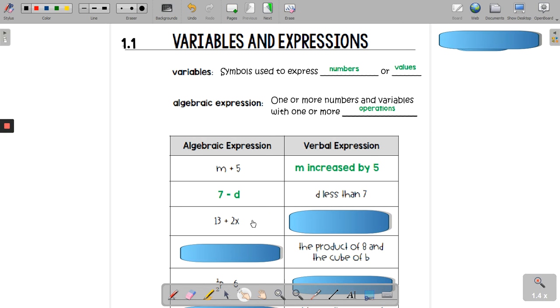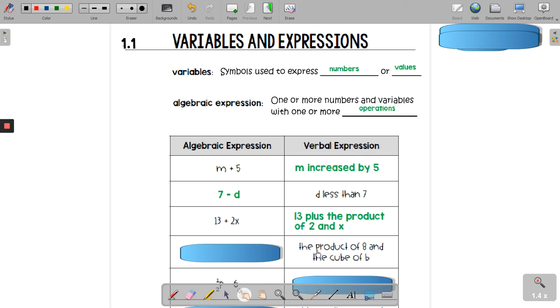We have an algebraic expression. We have two operations here. We have addition and then multiplication. There's a couple ways to say it. One way is 13 plus the product of 2 and x. So 13 plus, this is a product of 2 and x.